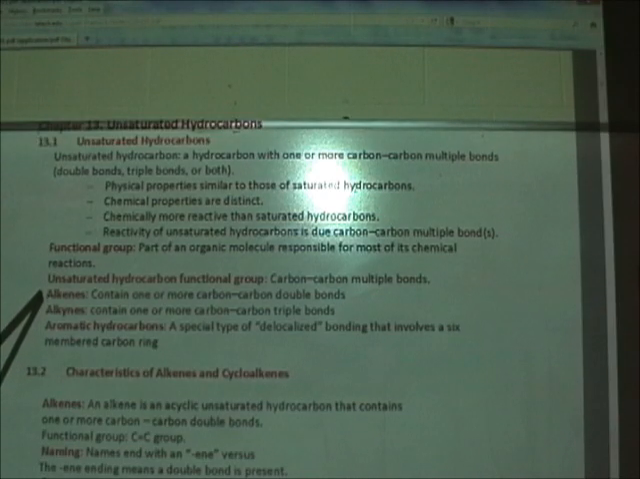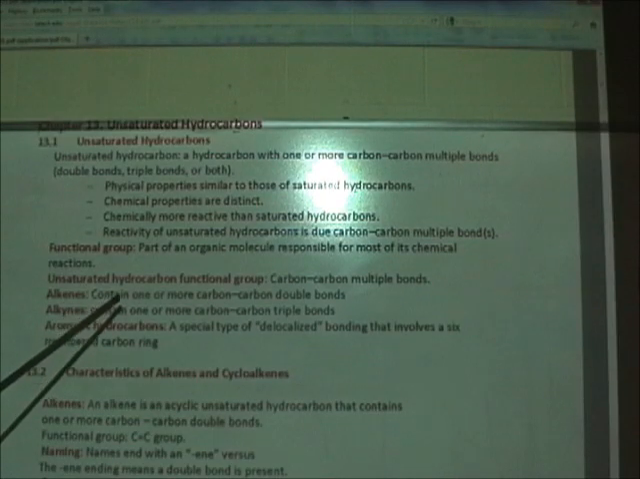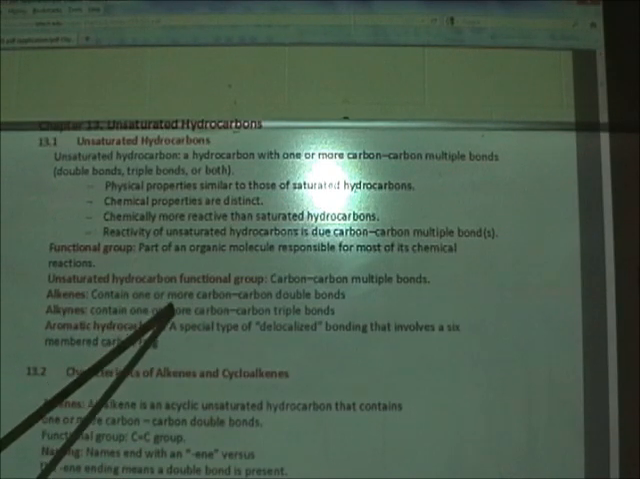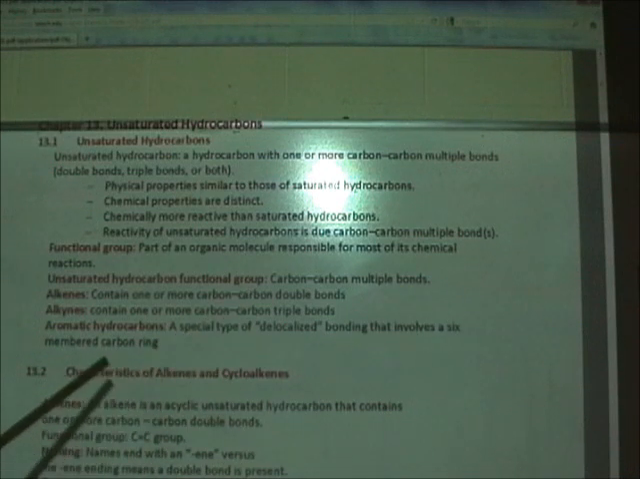Now there are three types of unsaturated hydrocarbons. The first one is called the alkene. Ene now, not ane. The last name ending with ene, unlike alkane, means there is a double bond. At least one double bond is there, right? Enes means they contain one or more carbon-carbon double bonds. Ynes, Y-N-E-S, means they contain at least one carbon-carbon triple bond.